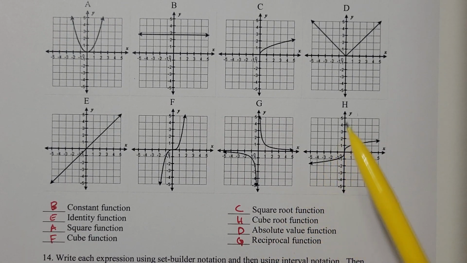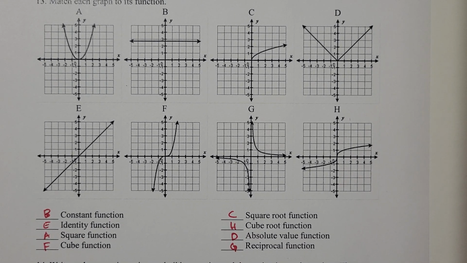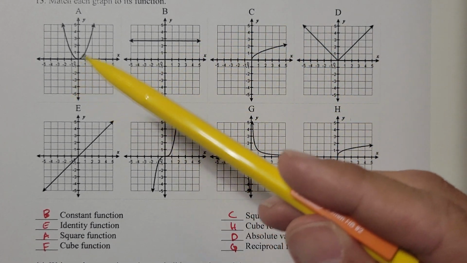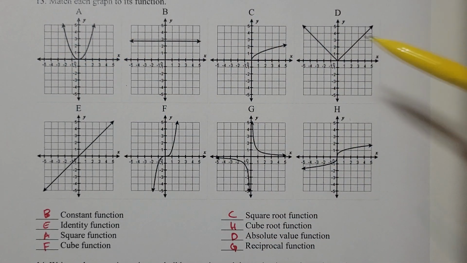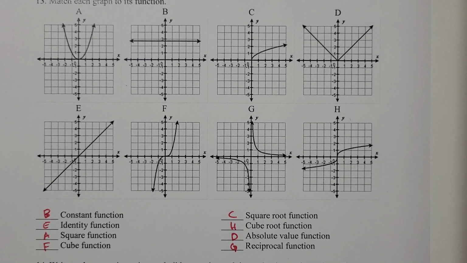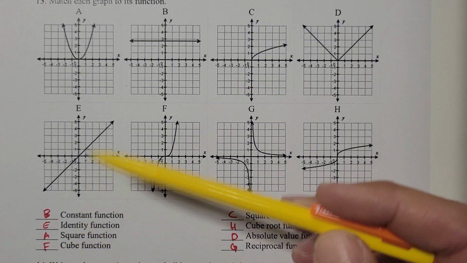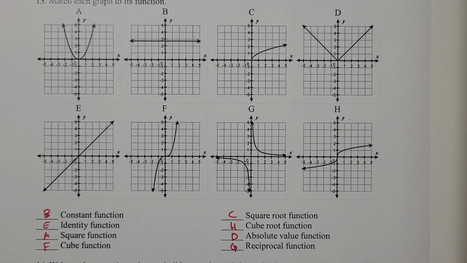Okay. Well, let's go ahead and do that. So if I have a parabola that's centered at the origin facing up, that's the most basic parabola that we'll ever work with. Okay, and that's the graph of y equals x squared. And that would be the square function. Okay, so A is going to go with the square function.